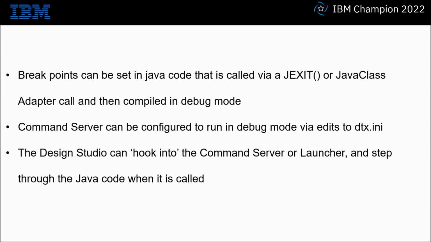When an IBM Transformation Extender map calls a JEXIT or the JavaClass Adapter, then breakpoints can be put into that Java code that is called and then compiled in debug mode. Command Server can be configured to run in debug mode via edits to the dtx.ini file. The Design Studio can hook into the Command Server or launcher and step through the Java code when it is called. Let's move on with the demonstration.